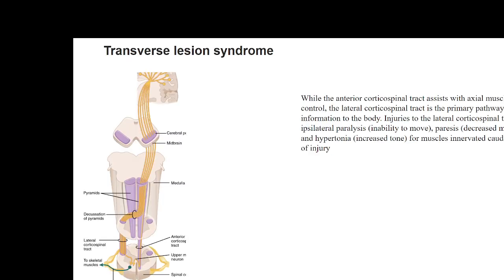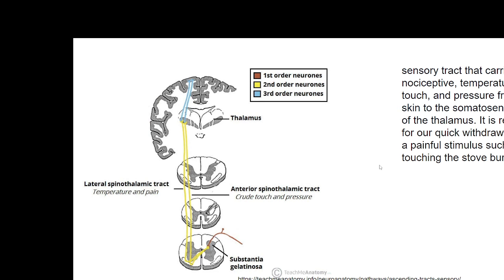Now, a bit more discussion about the transverse lesion. The transverse lesion syndrome is where the anterior corticospinal tracts, the descending tracts, and spinothalamic tracts are involved, and hence the patient will present with a paralysis on one side or a decreased motor strength and increased tone on the opposite side. That's the typical presentation.